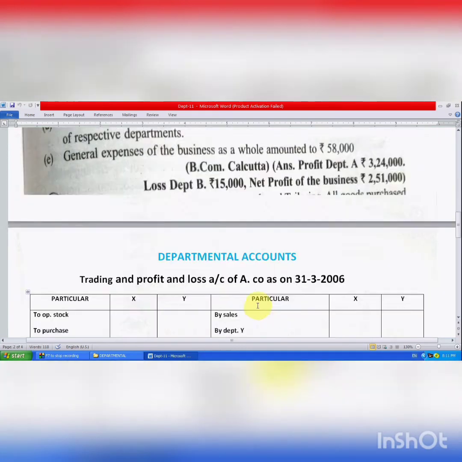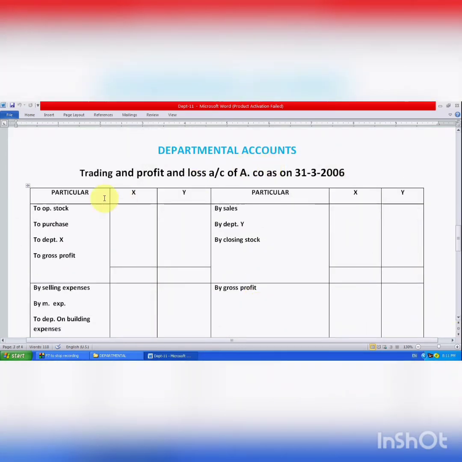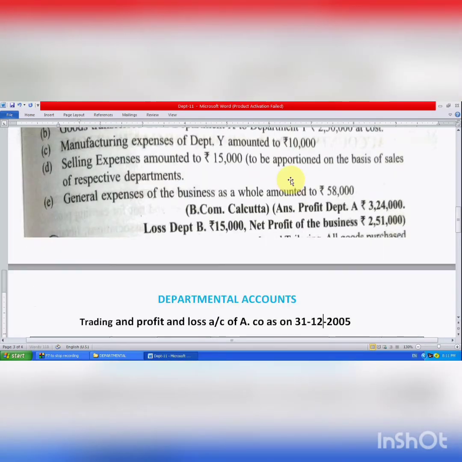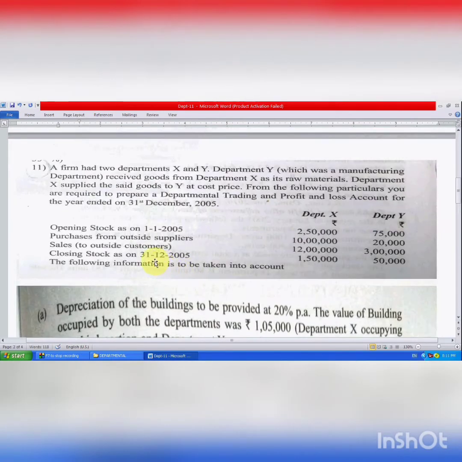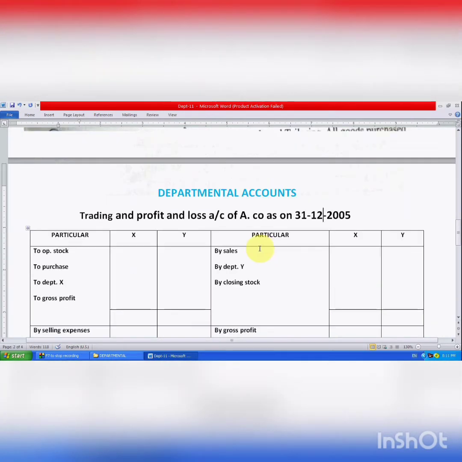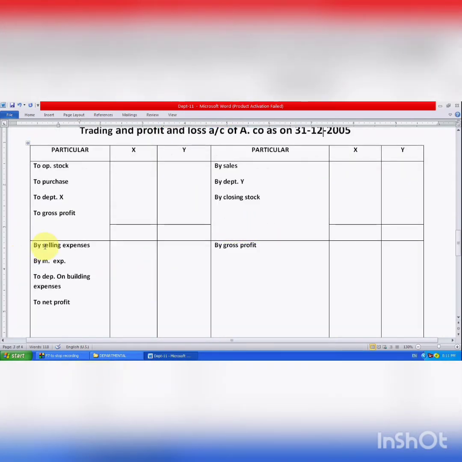Now let's start the departmental account. Trading and profit and loss account for the year ended 31st December 2005.